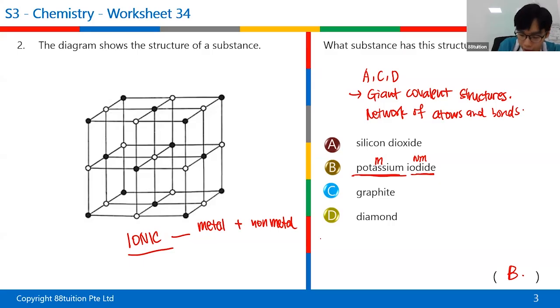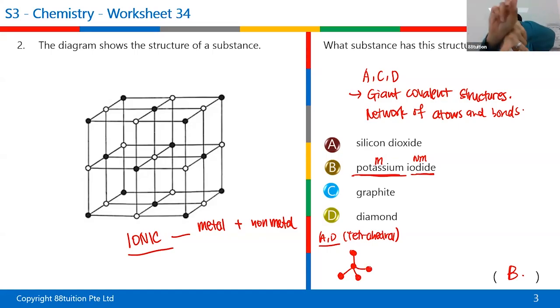For silicon dioxide and diamond, both have a very similar structure called the tetrahedral structure. One atom is bonded to four other atoms. Refresh your memory: for a tetrahedral structure, just imagine a tripod and then a head, three bonds down and one up. This is your tetrahedral structure.